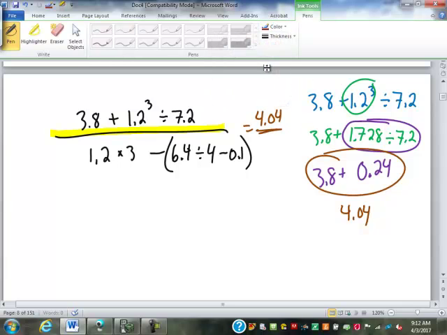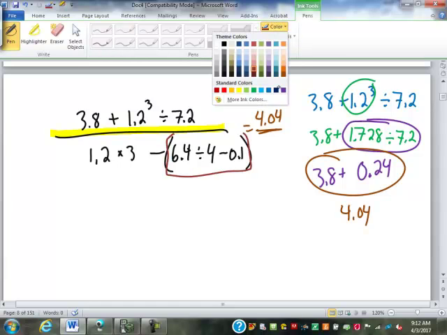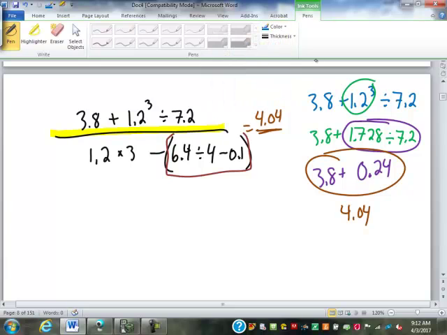On bottom, what do we have to do first? Parentheses, right? Inside those parentheses, we need to divide. 6.4 divided by 4 is 1.6.